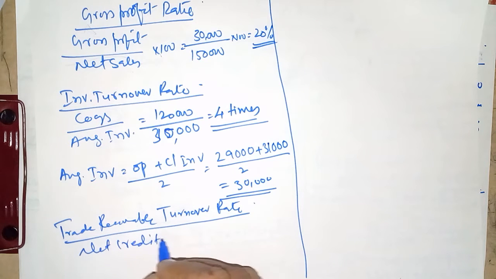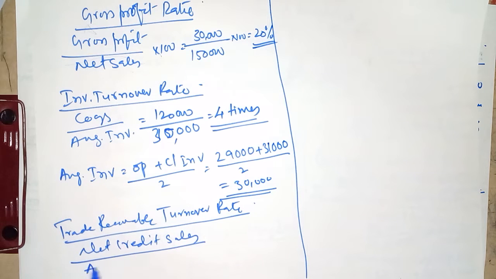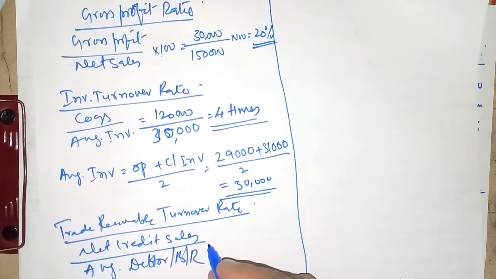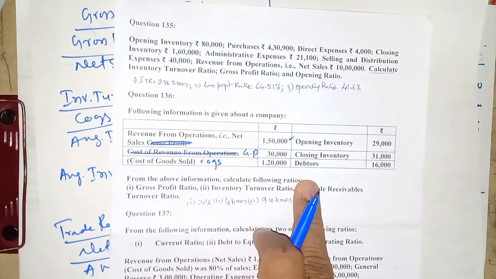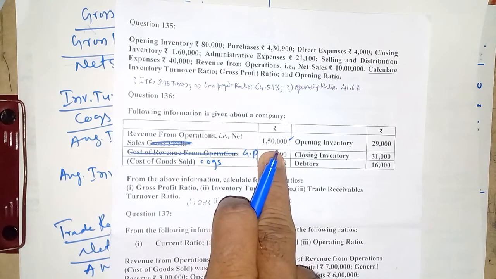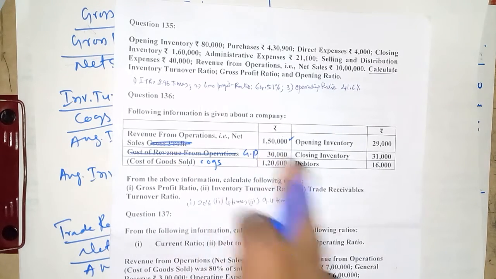credit sales. Which sales? Credit sales. Why? Debtors will be created when we sell goods on credit basis. Therefore, net credit sales divided by average debtors or bills receivable. Or we need to make the average. So net credit sales, did we give any kind of cash sales and credit sales? No. In such a case, net sales itself will be considered as credit sales.